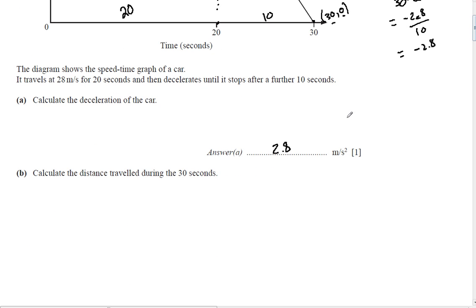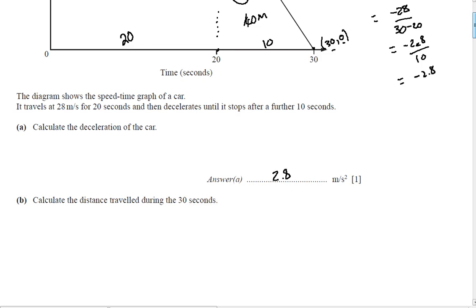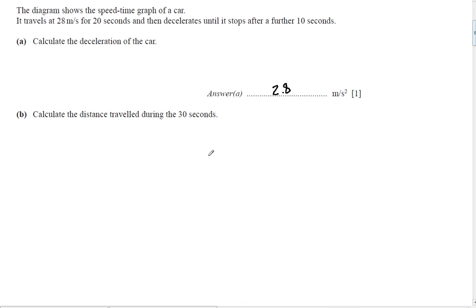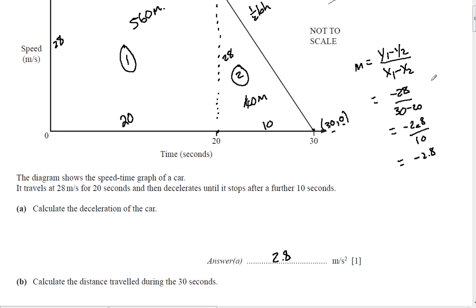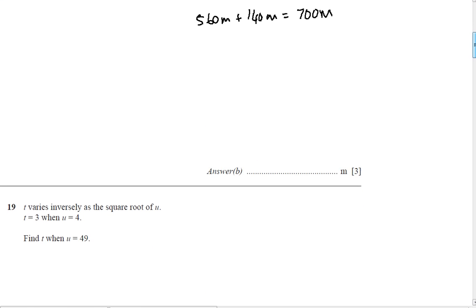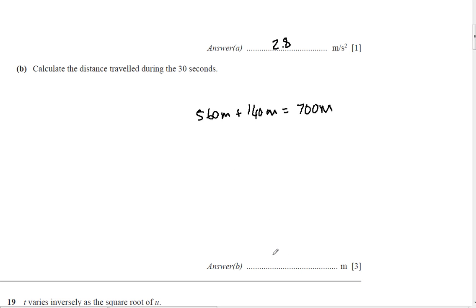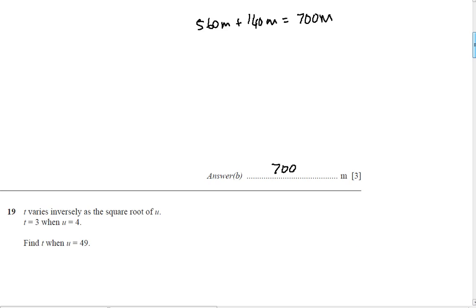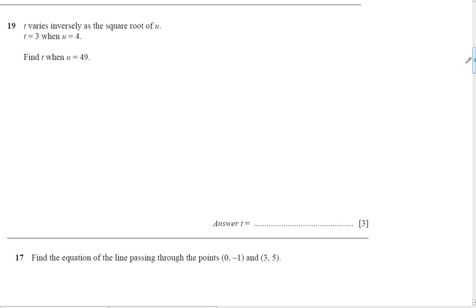So therefore the total distance traveled by the car over the 30 seconds is 560 meters plus 140 meters. Basically you'll have to show this working out in the area provided, so you won't write it up here, that's just for the video's sake, but you'll show it all down here. So 700 meters is how far the car travels in 30 seconds.